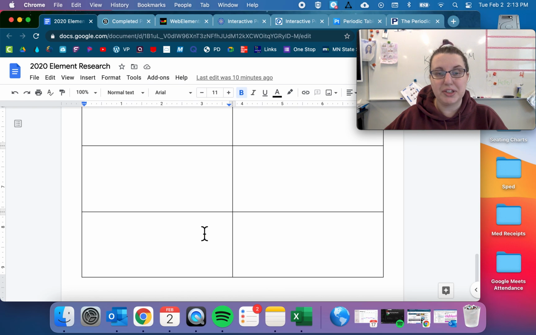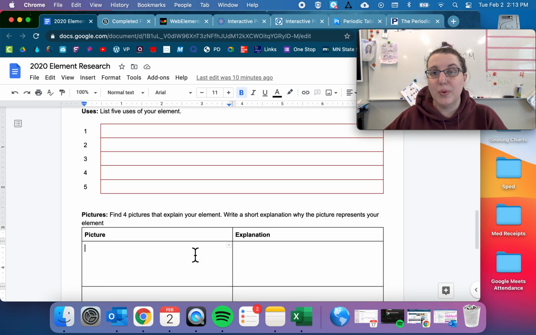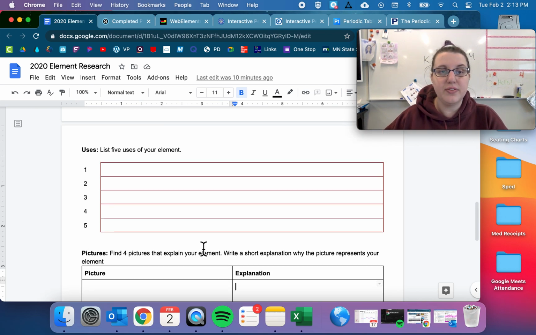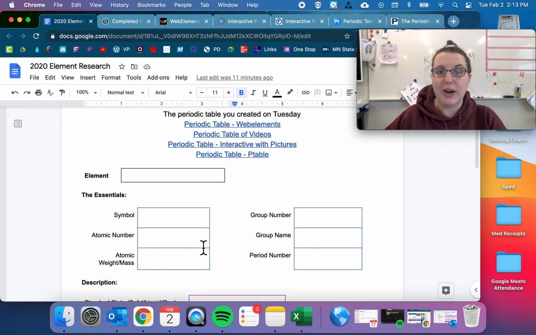You just need 4 pictures of your element or something relating to your element, and then tell me why you picked it. What description would you give this picture? So this is all the information you need for your element. Let's see where we can find it.